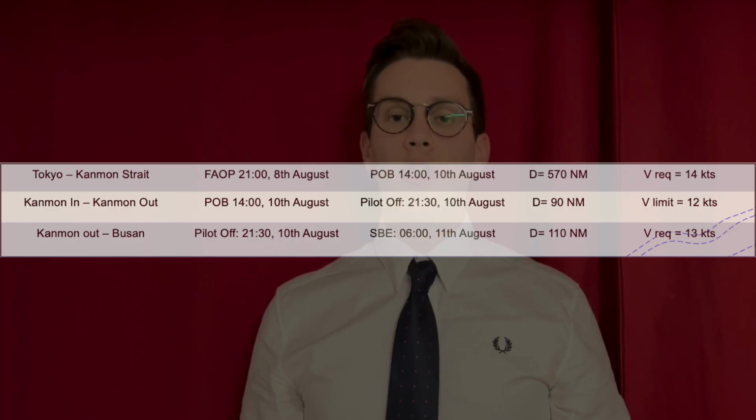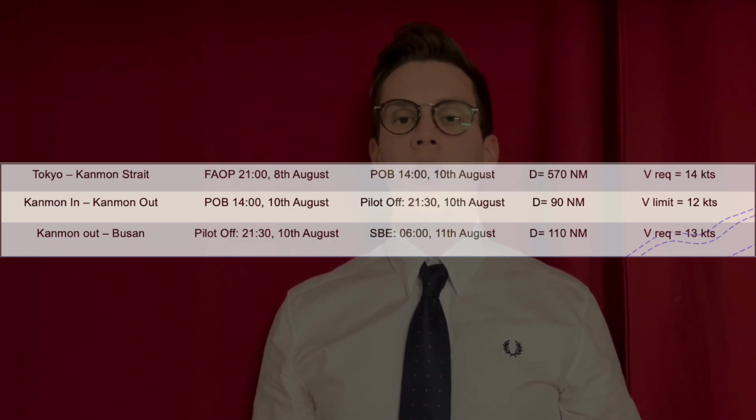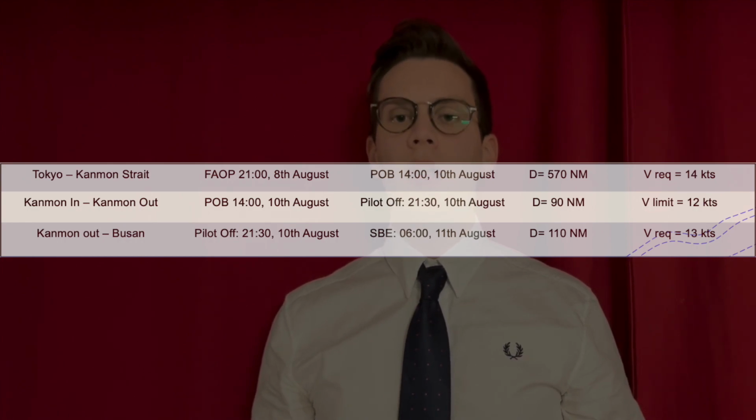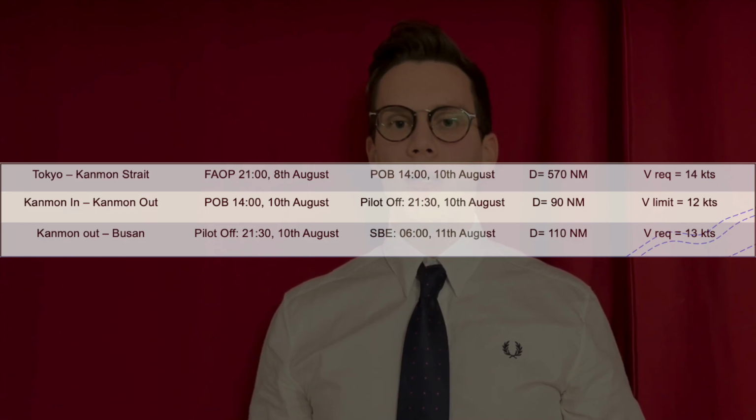The voyage planning officer and master agree on a route as per the following schedule. Tokyo to the strait: full away on passage 2100 on 8 August, pilot on board 1400 on 10th, distance 570 nautical miles, speed required 40 knots. Strait in, strait out: pilot on board 1400 on 10 August, pilot off on the same day 2130, distance inside the strait 90 nautical miles, speed limit inside 12 knots. Strait out to Busan, final destination: pilot off 2130 on 10 August, standby engine 6 o'clock in the morning on the day after, distance 110 nautical miles, speed required 30 knots.